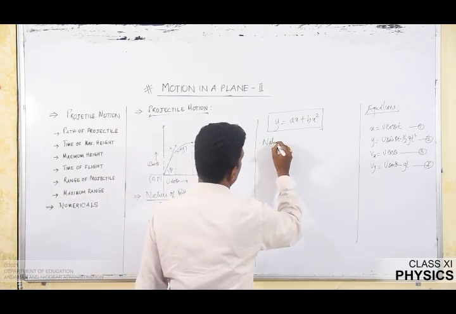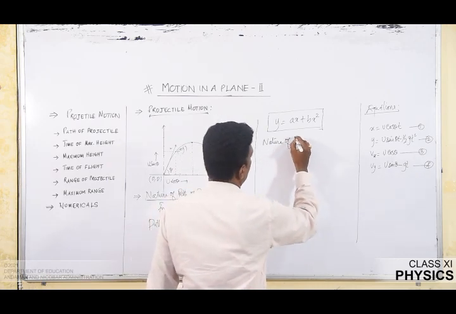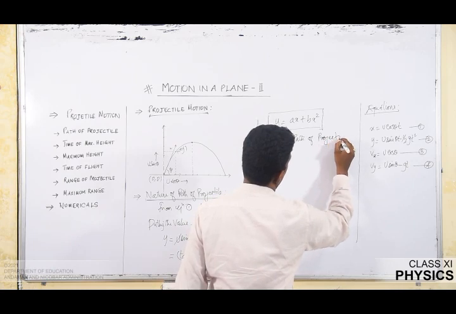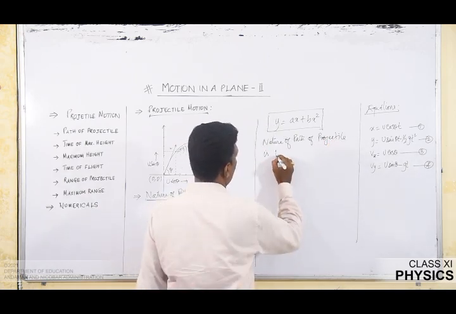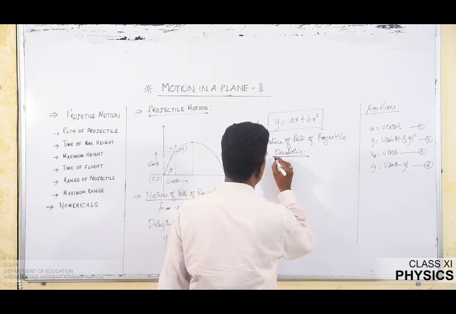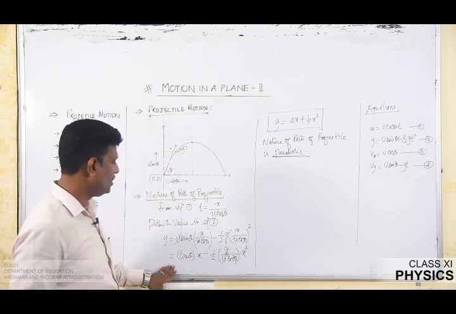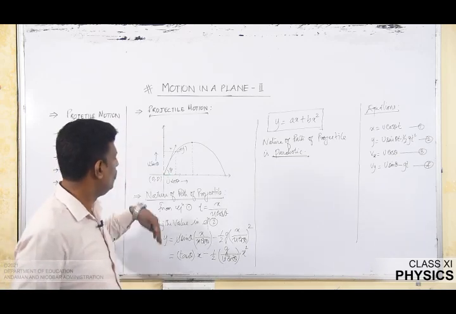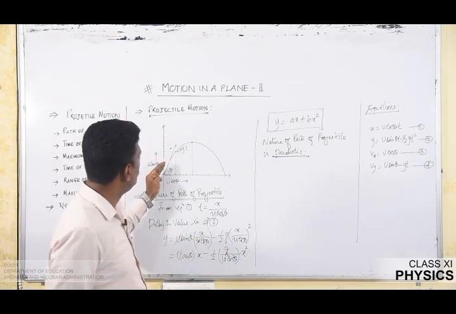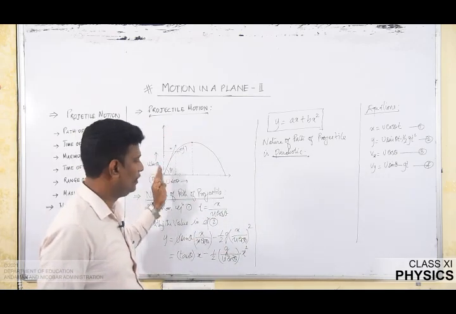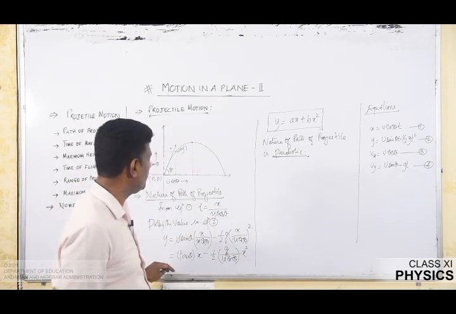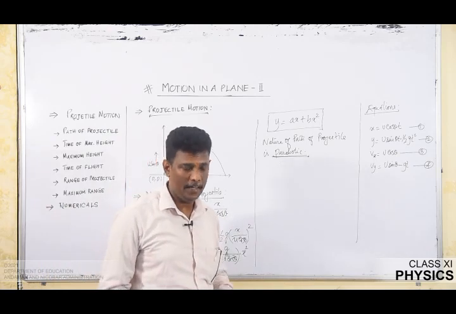So, the nature of path of projectile is parabolic. So, this equation gives us that the nature of path of projectile is parabolic. So, the path will be like this only. So, in the first one we have shown that the path of the projectile is always parabolic in nature.